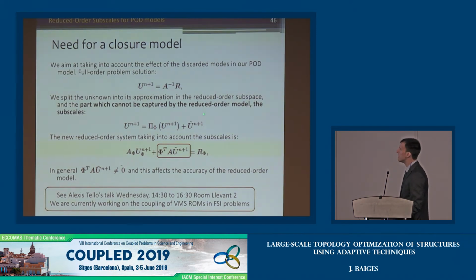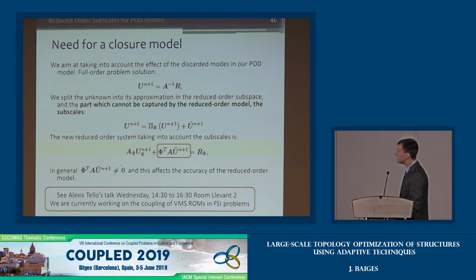But now we realize that this full order solution, so the high fidelity solution, can be decomposed precisely into the projection of the full order solution onto the reduced order subspace, plus something which cannot be modeled by the reduced order subspace. Okay? So this is a similar decomposition to what we do in the variational multiscale method, and what we are working on is precisely on building a model for the effect of the subscales here in our reduced order model. So now in our reduced order model, we are going to have the contribution of the original system plus something which takes into account the effect of the discarded modes.